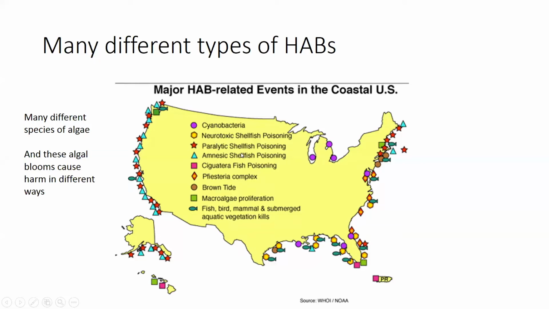So you might have amnesic shellfish poisoning. That is the result of taking in the toxin domoic acid, which we're going to talk about. And you can see that the amnesic shellfish poisoning and the paralytic shellfish poisoning, which comes from a dinoflagellate and certain species of cyanobacteria, are very common here on the West Coast. And if we go over to where Rhode Island is, we have that problem a little bit as well.